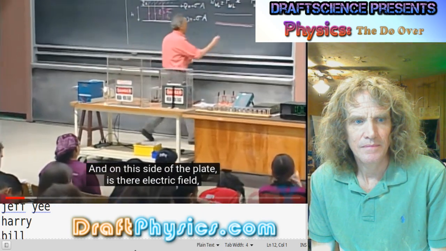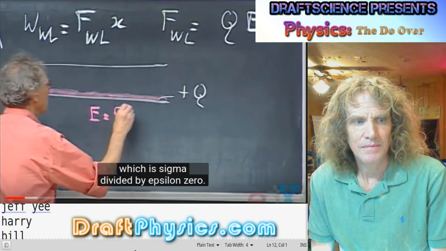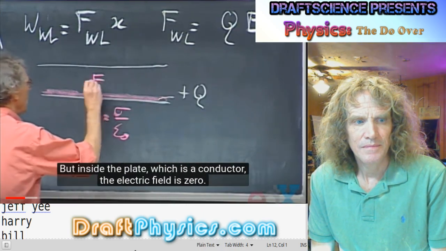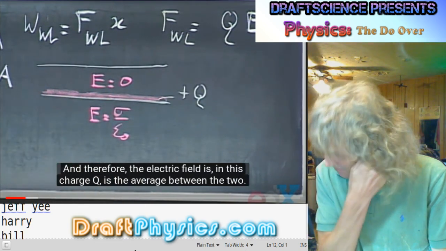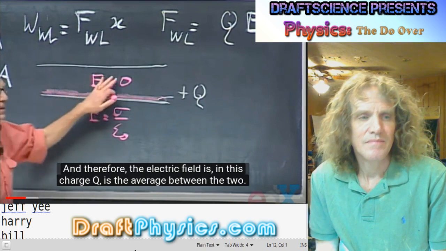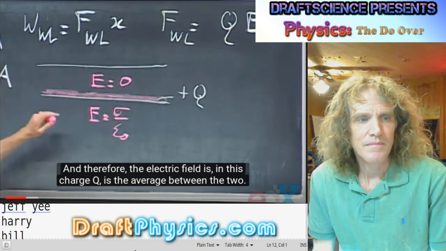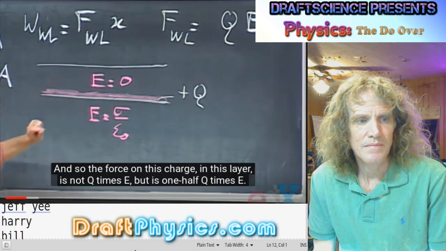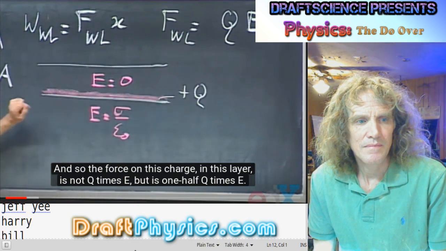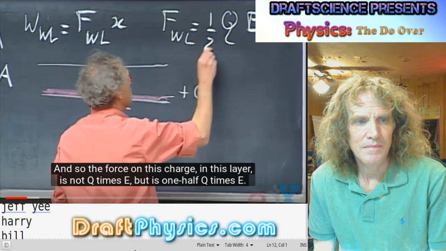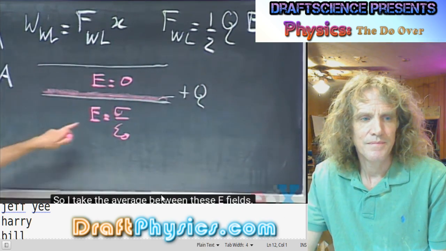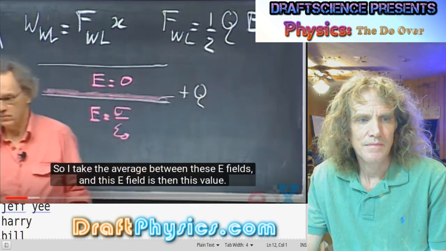And on this side of the plate is that electric field, which is sigma divided by epsilon 0. But inside the plate, which is a conductor, the electric field is 0. And therefore, the electric field in this charge Q is the average between the two. And so the force on this charge in this layer is not Q times E, but is 1/2 Q times E. So I take the average between these E fields, and this E field is then this value.